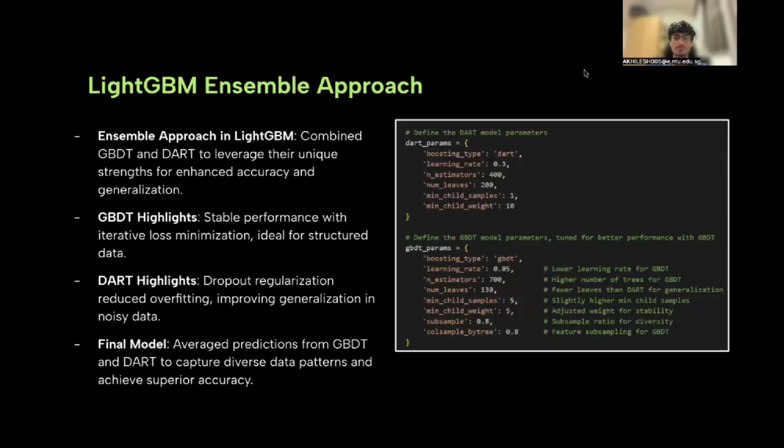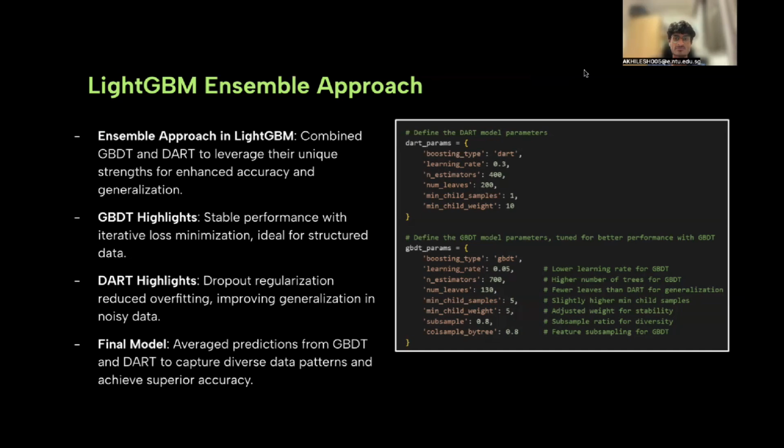To enhance LightGBM's performance further, we use an ensemble approach within the framework by combining 2 boosting types, GBDT and DART. GBDT serves as the foundation, excelling at iterative loss minimization and offering stable performance for structured data. On the other hand, DART introduces dropout regularization, preventing overfitting by dropping trees during iterations.